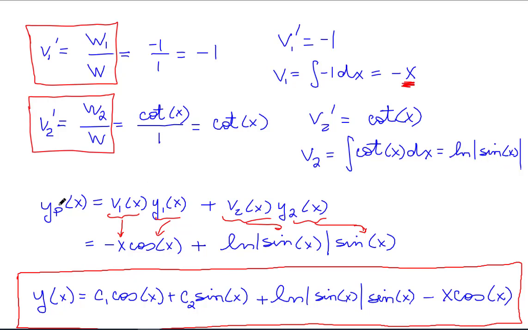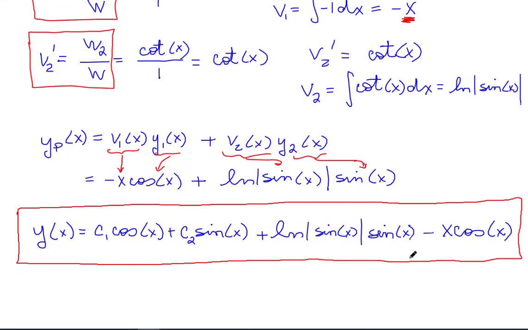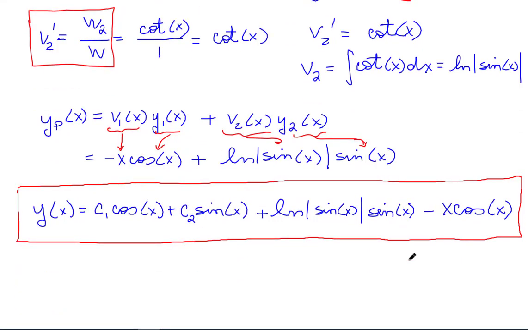So my particular solution is v1, which is minus x, times y1, which is cosine, plus v2, which we just saw was ln sine of x, times y2, which is sine of x. And so our full solution has our particular solution along with the homogeneous part.